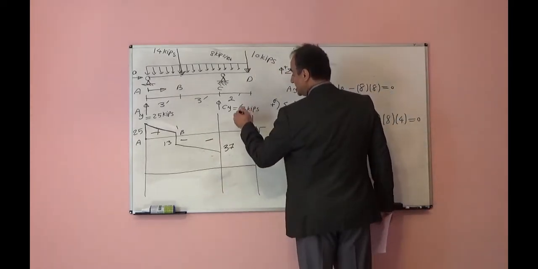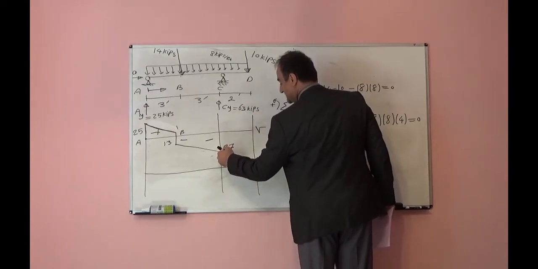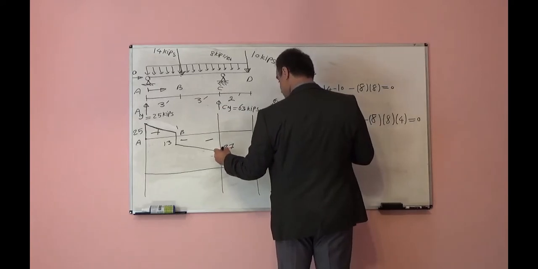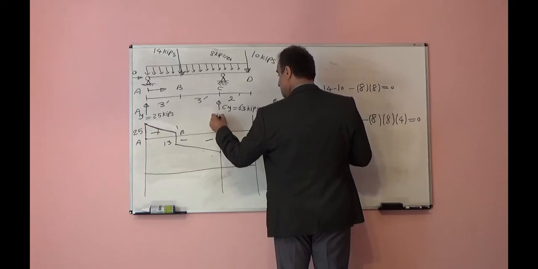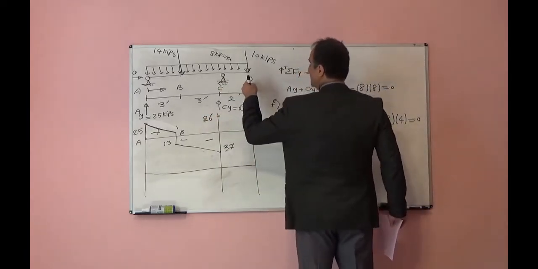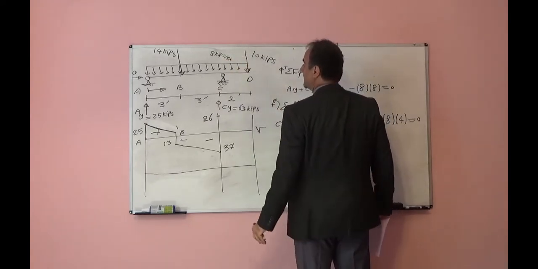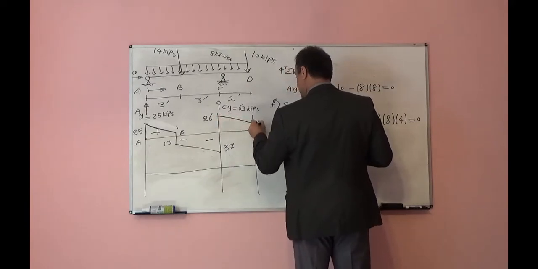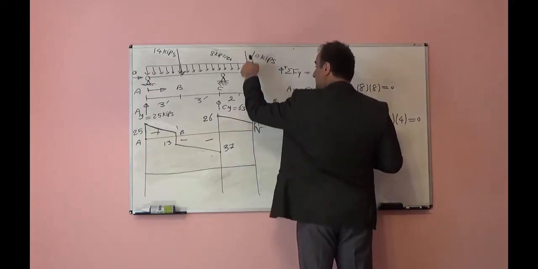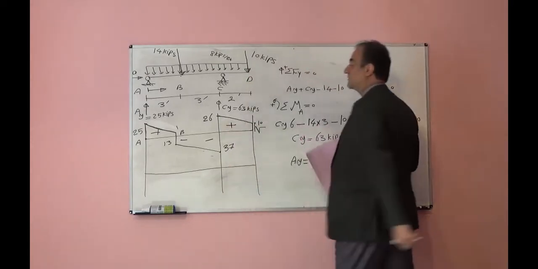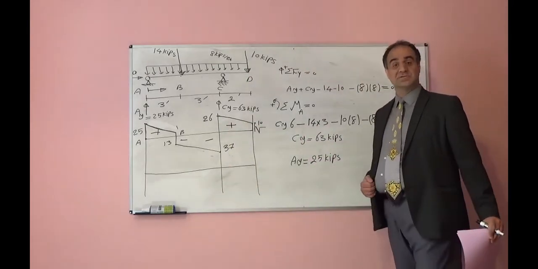Then 63 upward. You will move 63 from this point up. If you move 63 up, this is negative 37, you will reach positive 26. Again from C to D you have downward load, so 8 times 2, 16. You will decrease that to 10. Here you will move 10 down and you will close the diagram. This will be the shear force diagram.